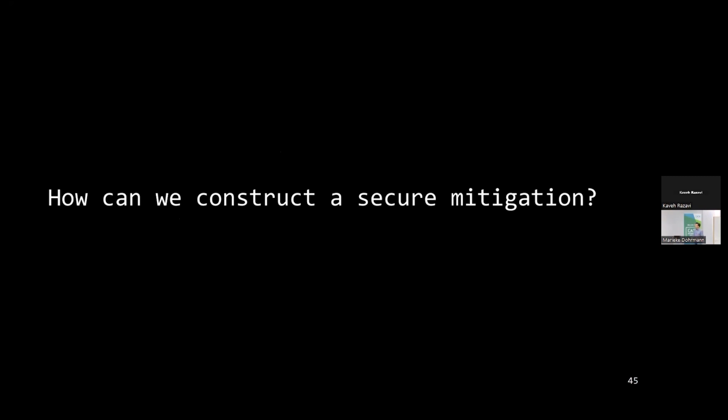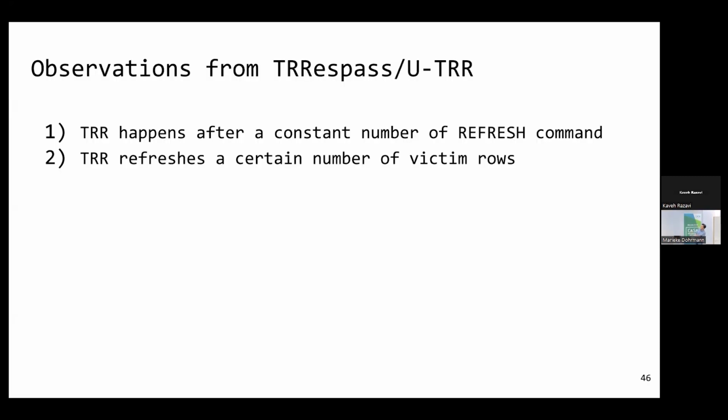Okay. So how can we construct a secure mitigation? This is one of the observations that we made: that TRR is happening after a constant number of refresh commands. So every time you have a refresh, some of these refreshes would do TRR, and then this TRR would refresh a certain number of the victims.